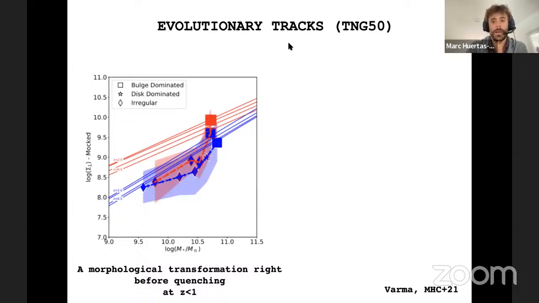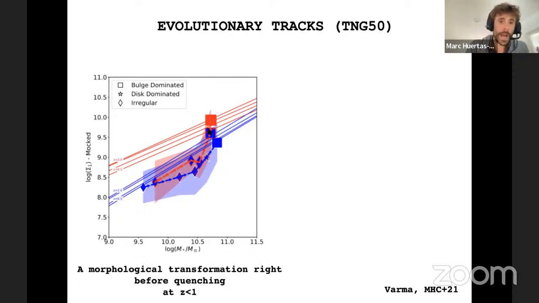We are looking at evolutionary tracks here. This is from a recent paper by a student, Sid Varma. I will spend a little bit of time explaining this plot because it's a bit complicated. What you can see here is the stellar mass and the central density. Basically, the higher the central density of stars, the more likely there's a bulge, so it's more elliptical, let's say. And this is stellar mass.